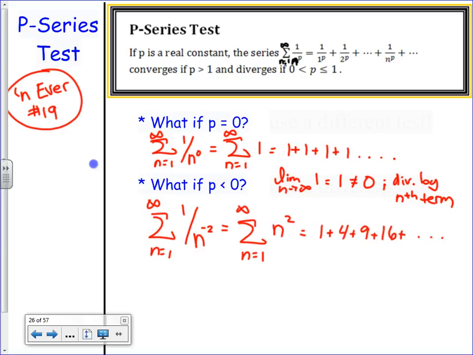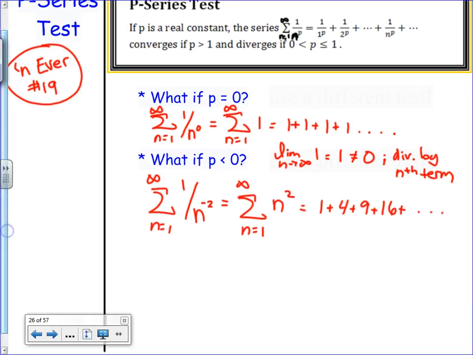Nth term test. Limit's not 0. What's the limit of n squared? Infinity. Yeah, I could say nth term again. So they're not including that in this case because there are other ways of dealing with it. And you don't normally see negative. That's weird. You would look at it this way.